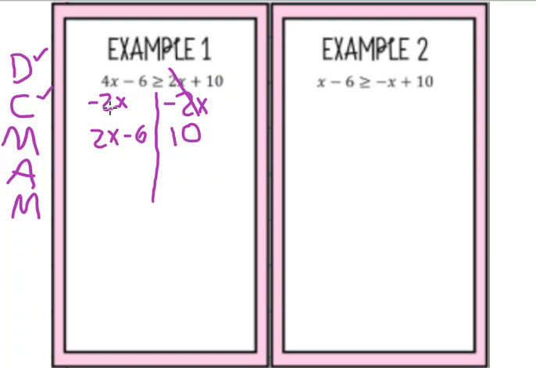Notice I did not combine that negative 2x with that 6, because that 6 does not have a variable next to it, does not have an x next to it. So we cannot combine them. All right, so now I'm done moving my variables.